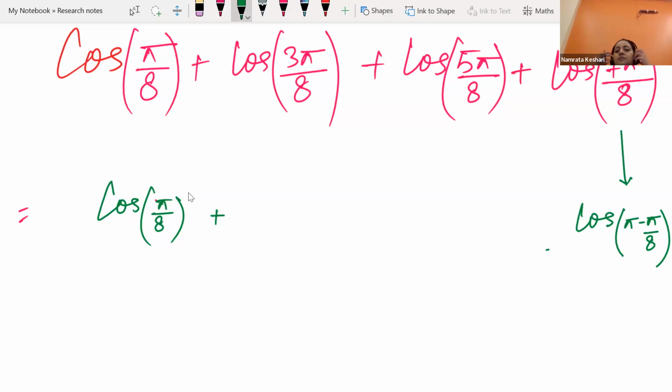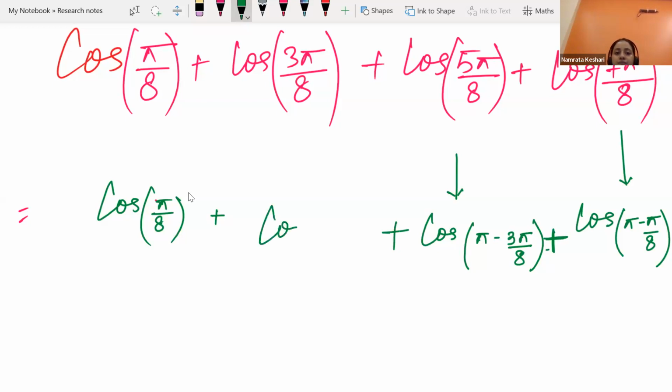Ali and Alina, can we write 7 pi by 8 as pi minus pi by 8? Check it by taking the LCM, this should give 7 pi by 8. Did it come? Yes, ma'am. Okay. And here, can we write 5 pi by 8 as cos of pi minus 3 pi by 8? Yeah, can we write it like this? Ali and Alina, can we write 5 pi by 8 as pi minus 3 pi by 8? Yes or no? Yes, ma'am.